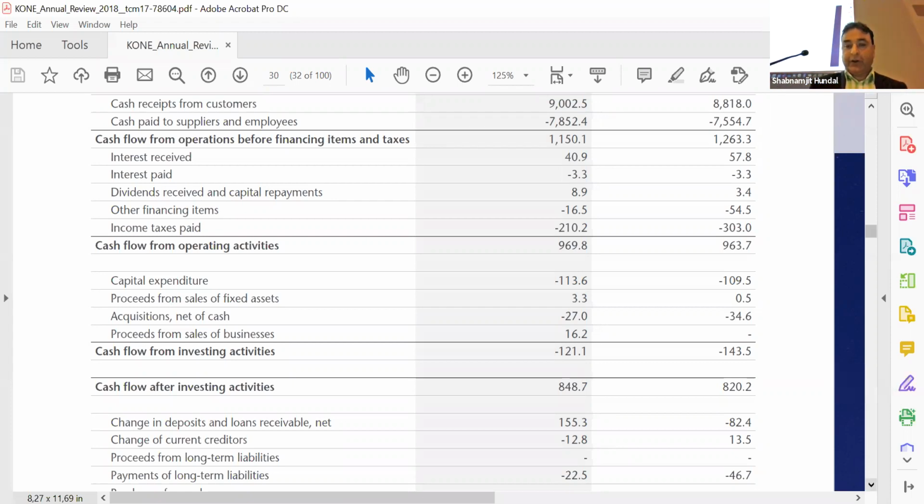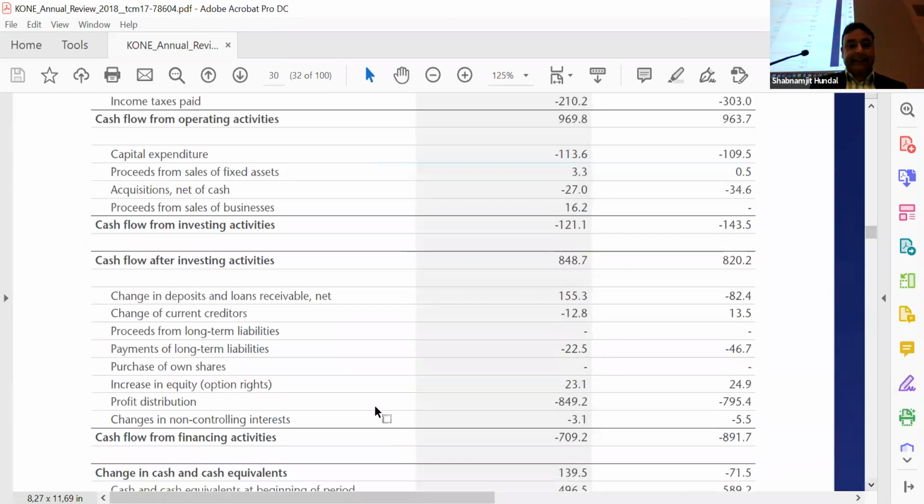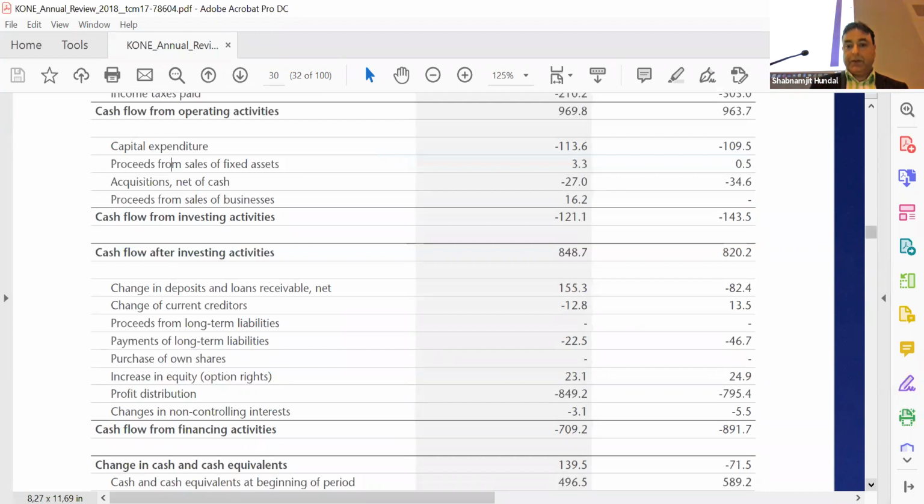And then cash from financing activities. Financing means money comes in. Do you know that? Financing, money comes in. Investing, money goes out. And here you can see that there are some positive things, for example, change in deposits and loan receivables.